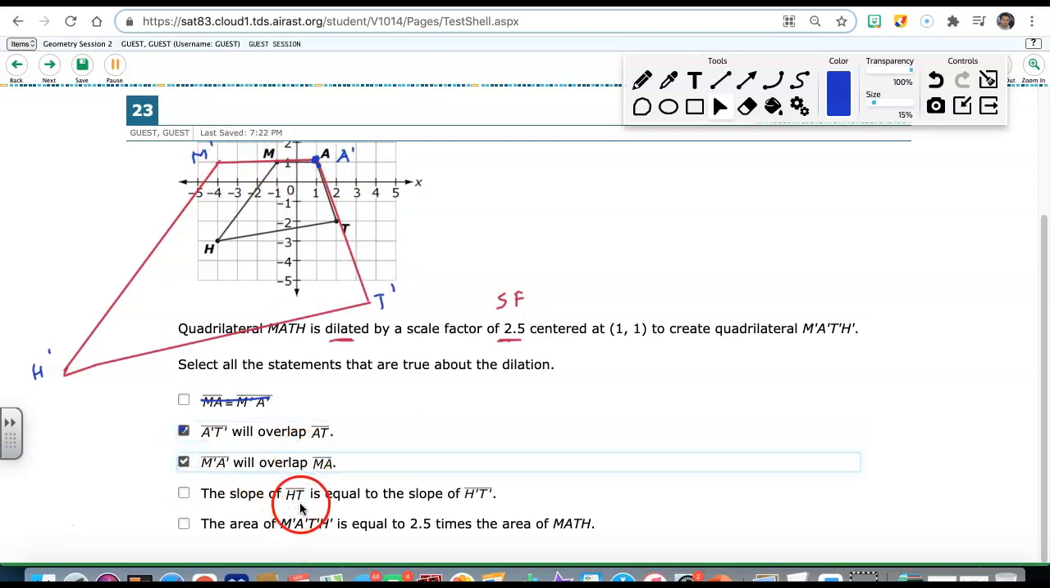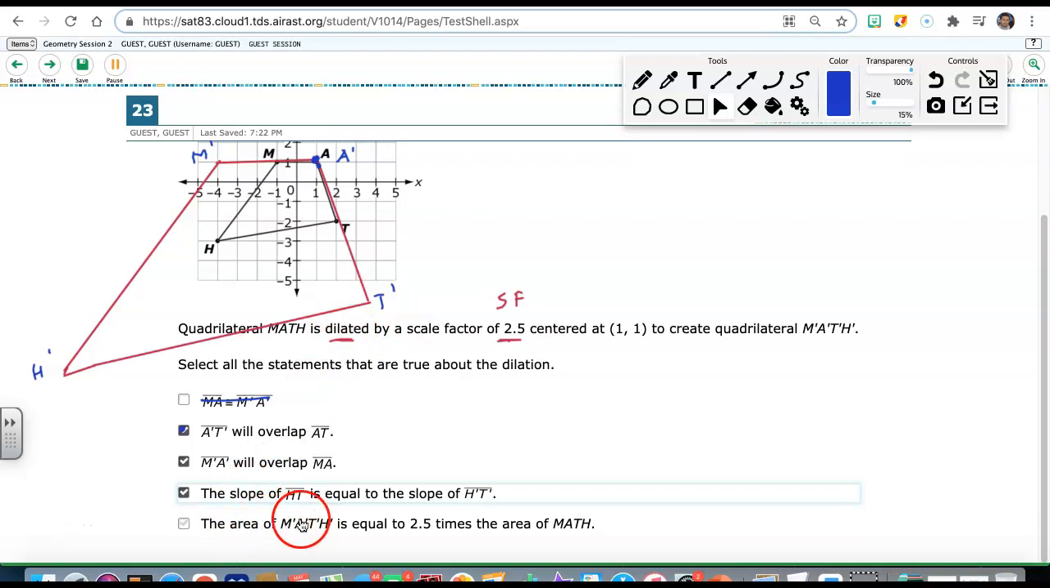The slope of HT is equal to the slope of HT prime, yes. The slopes of HT and HT prime will be the same, that's right. Not only that one, but this side as well, MH and MH prime, because the slope of the four lines, and same slope means they're parallel lines. This is the same direction as that. AT is the same direction as AT prime. All of them have the same direction, same slope.